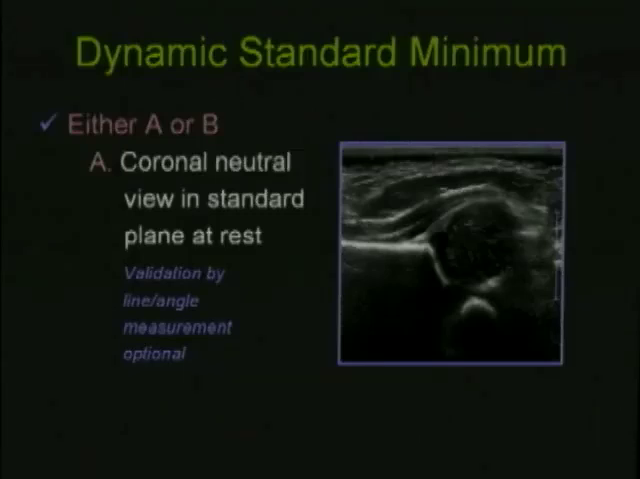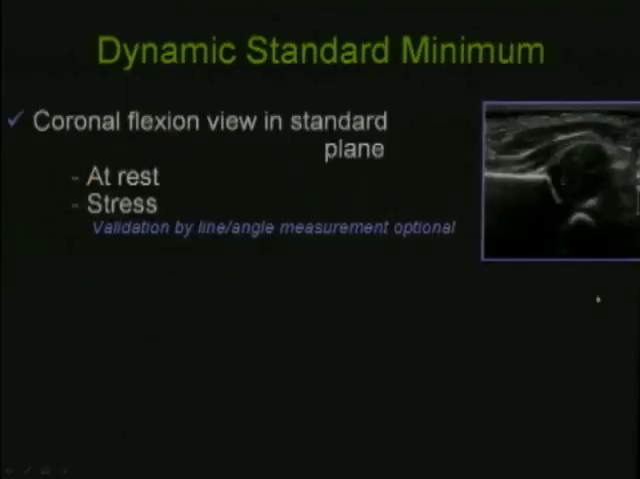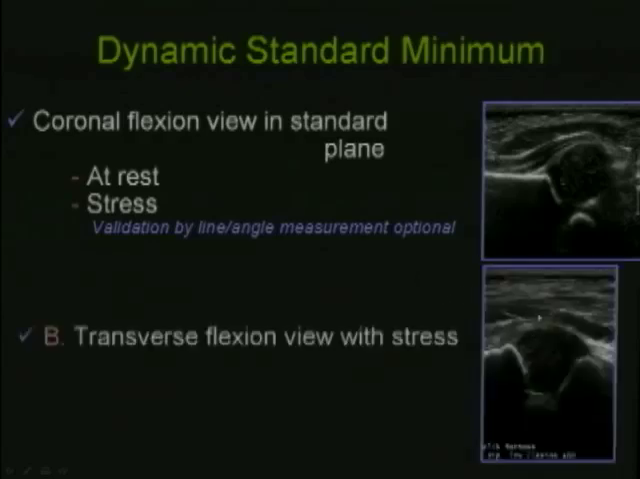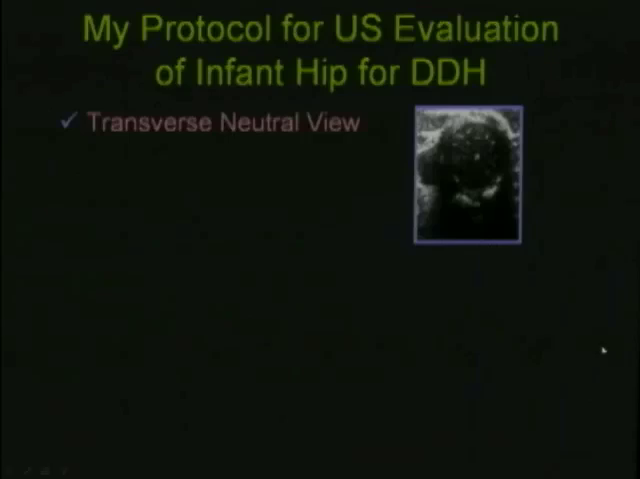Well, these are the usual views that are recommended by the ACR and the AIUM, and they can be, for the dynamic standard minimum, either coronal neutral view in the standard plane at rest. You can validate it with the lines and the angle measurements, or you can do the coronal flexion view in the standard plane at rest and with stress, and the transverse flexion view with stress needs to be done.